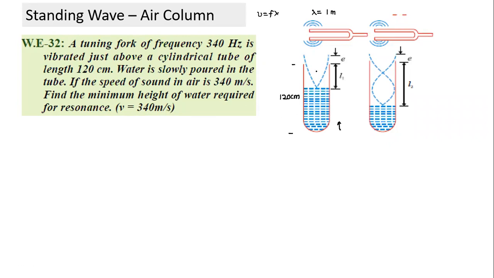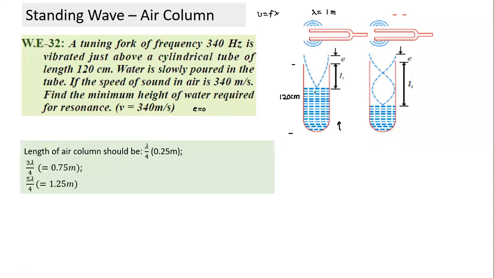If wavelength is 1 meter, and we assume there's no end correction here, we take end correction to be 0, I know at what air column lengths I will obtain resonance. What are the lengths of the air column? Minimum length is equal to lambda by 4, which is equal to 0.25 meter. Next one is 3 lambda by 4, 3 times of this, which is 0.75. And the third one is 1.25 meters, and so on and so forth. This has to be the air column length for resonance to occur.